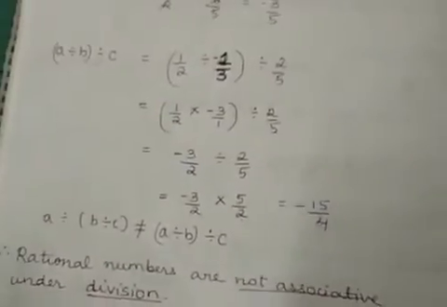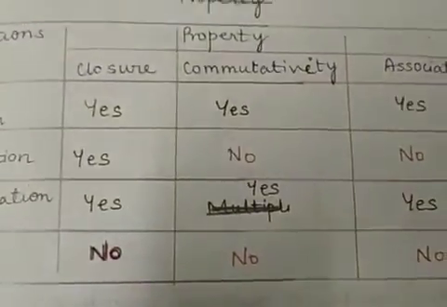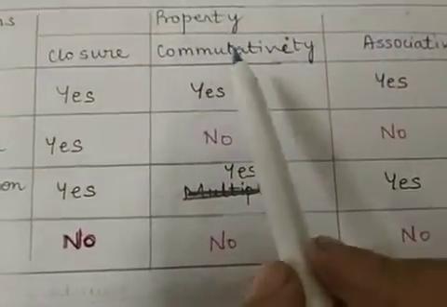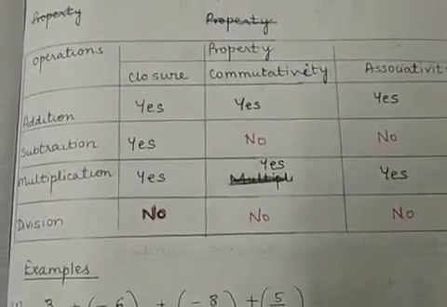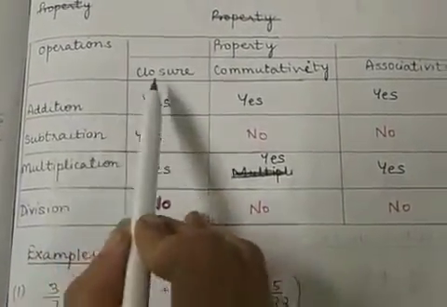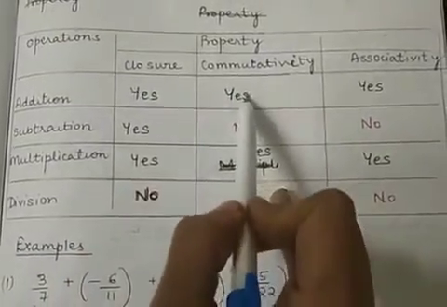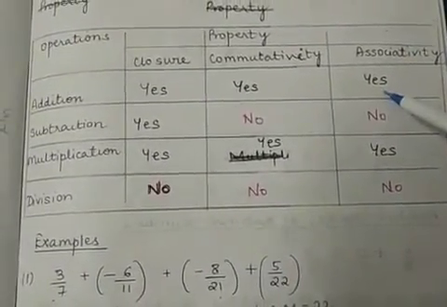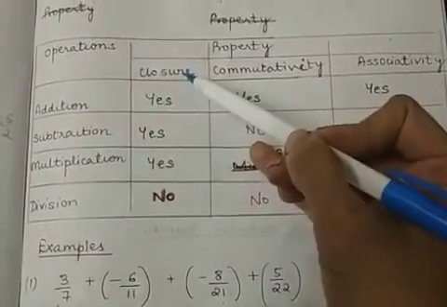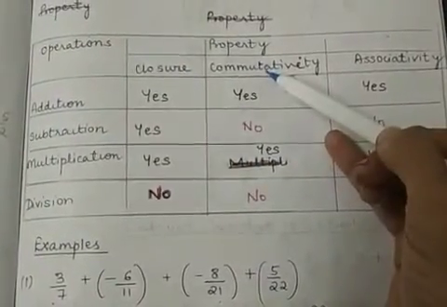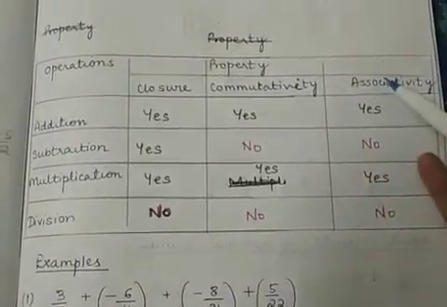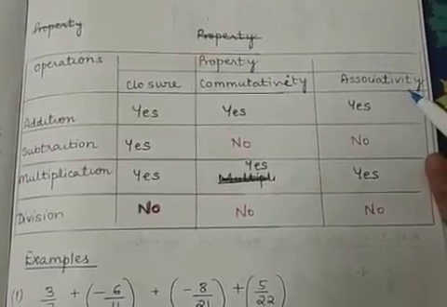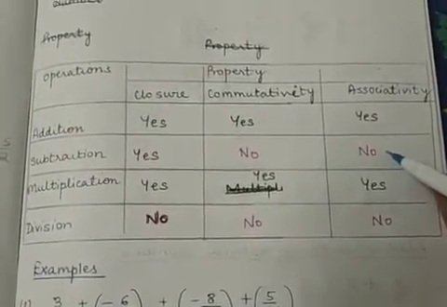So far we have studied 3 properties. First property that we studied was closure property, then commutativity, and then associativity. So what we have seen, under addition, rational numbers are closed, commutative as well as associative. Under subtraction, they are closed but they are not commutative. A minus b was not equal to b minus a. And was it associative? No, even associativity was not holding true.